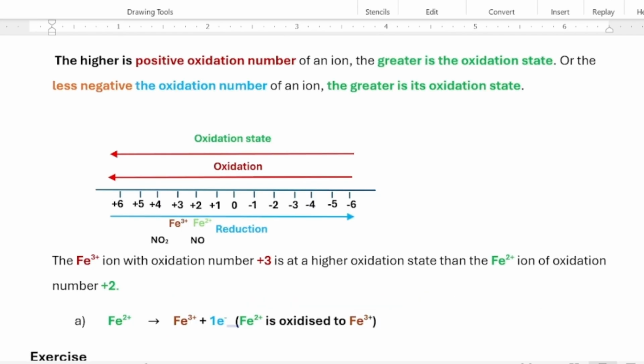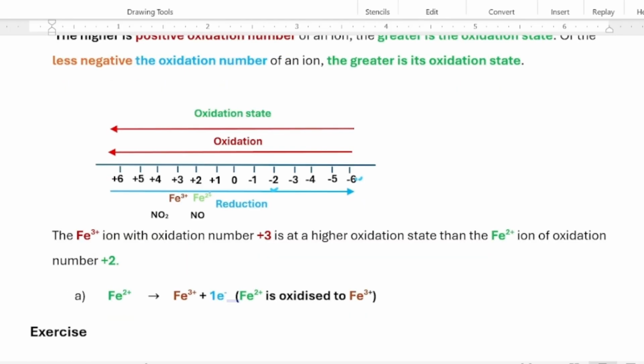Now we compare the oxidation states of iron in these two compounds. According to the number line presented here, the less negative a species is, the greater is its oxidation state. So if something had an oxidation number of -6, and then after a redox change, it acquired an oxidation number of -2, we will say that when it has an oxidation number of -2, it is at a higher oxidation state than when it had an oxidation number of -6.